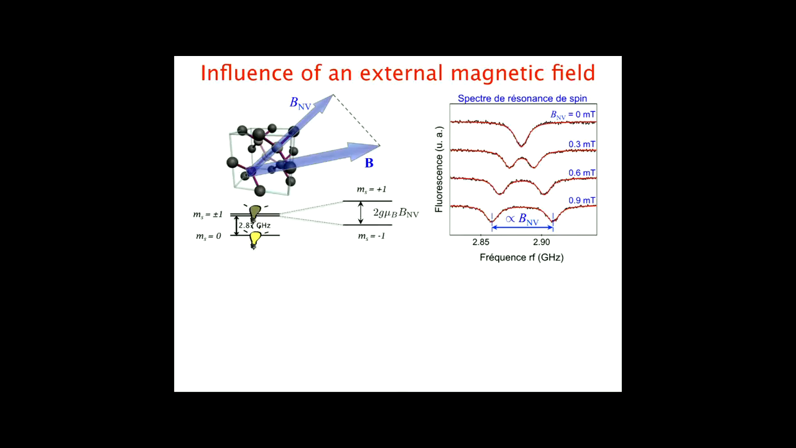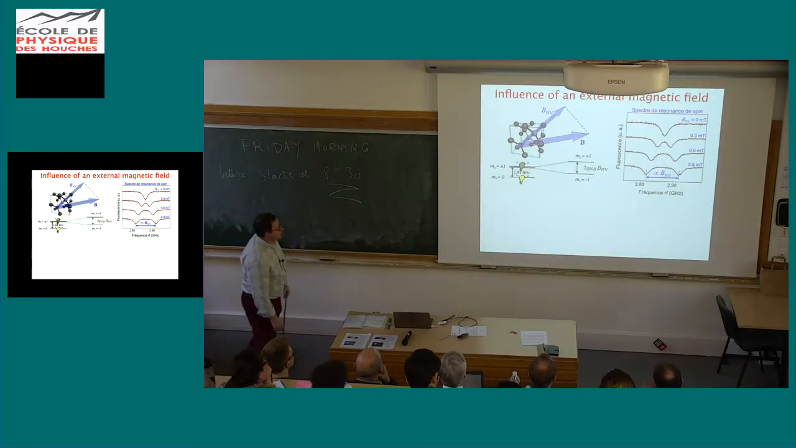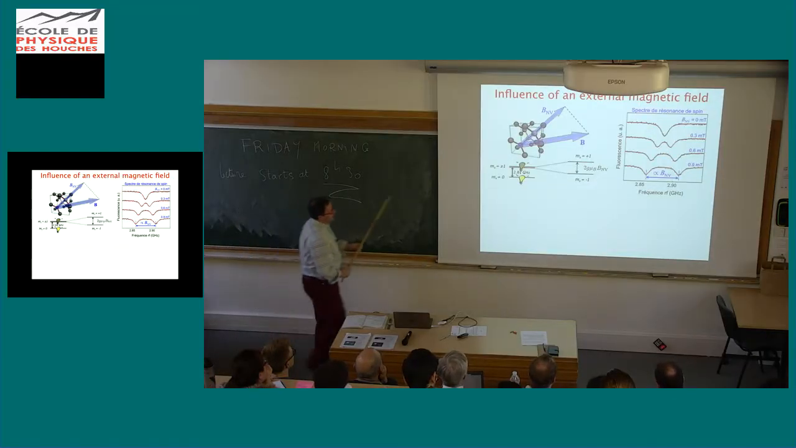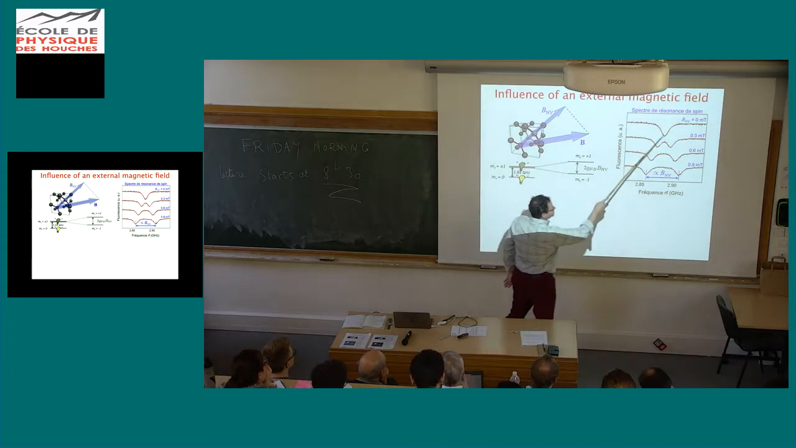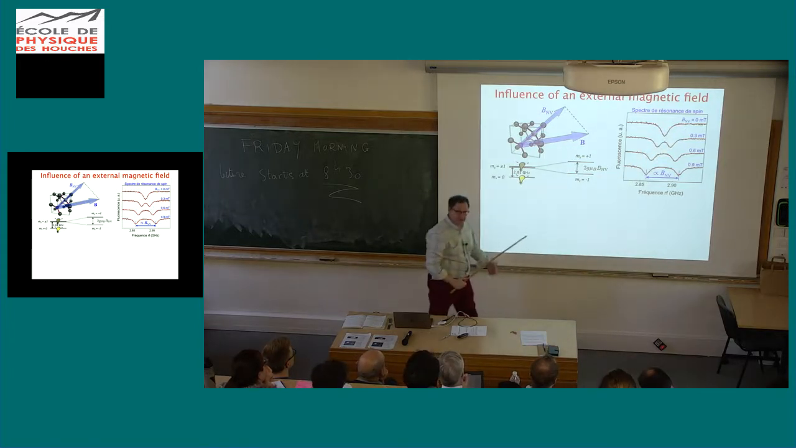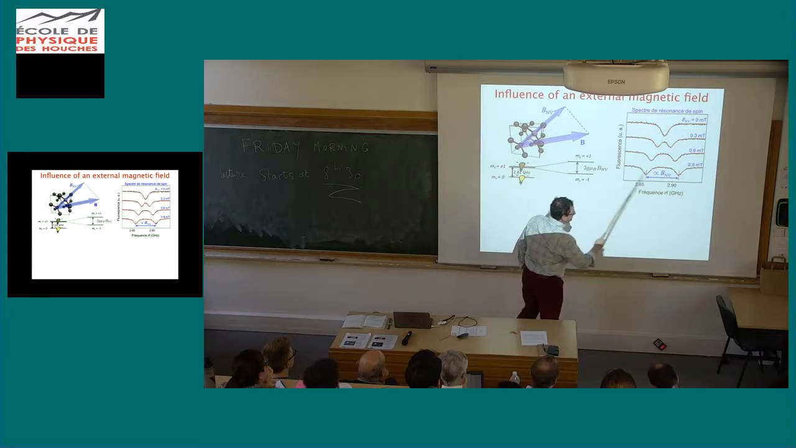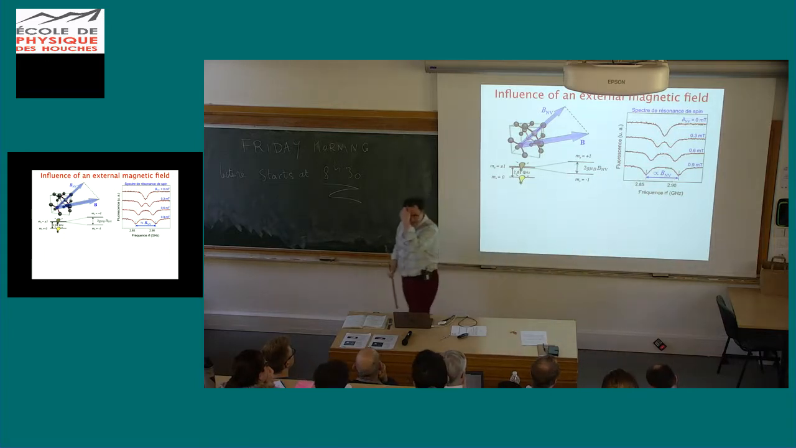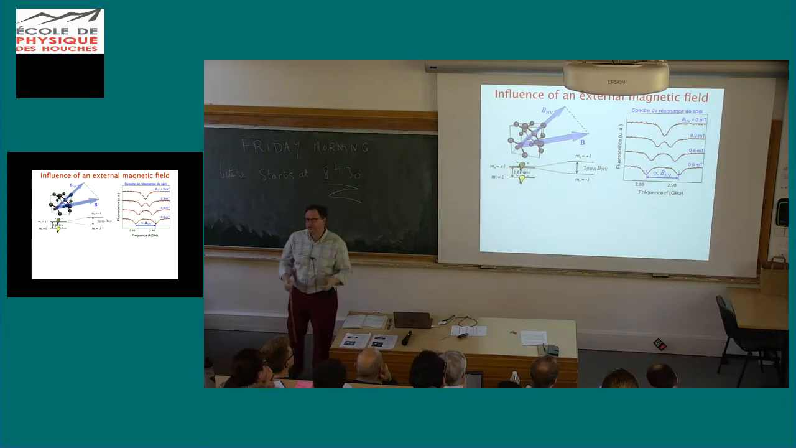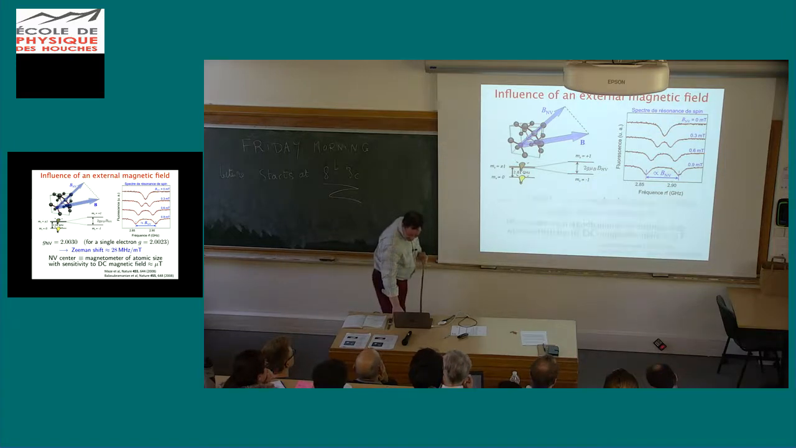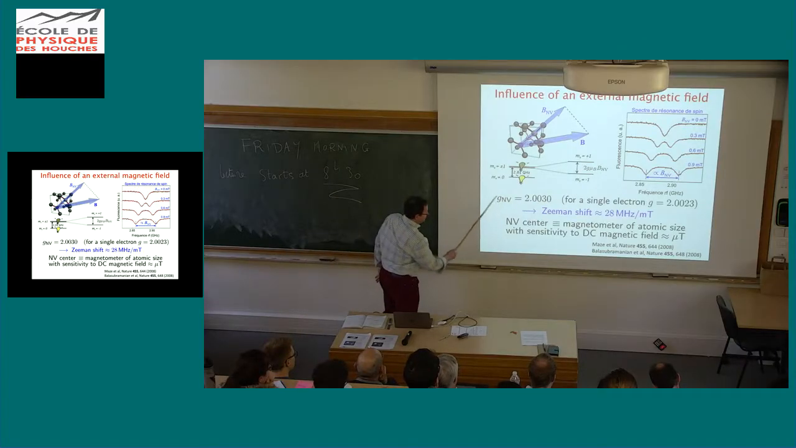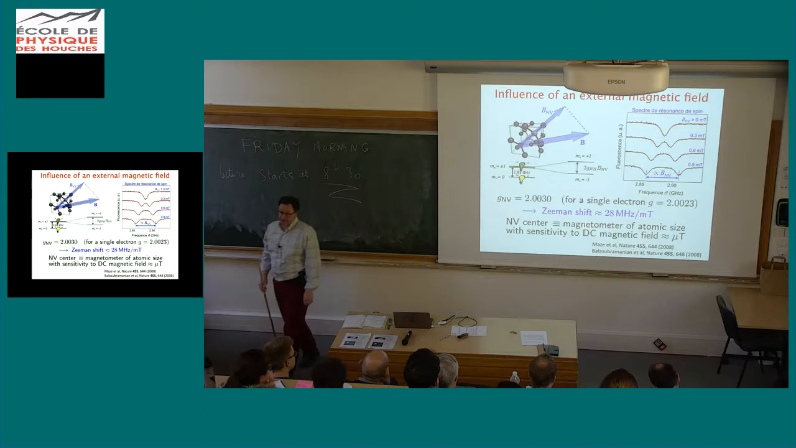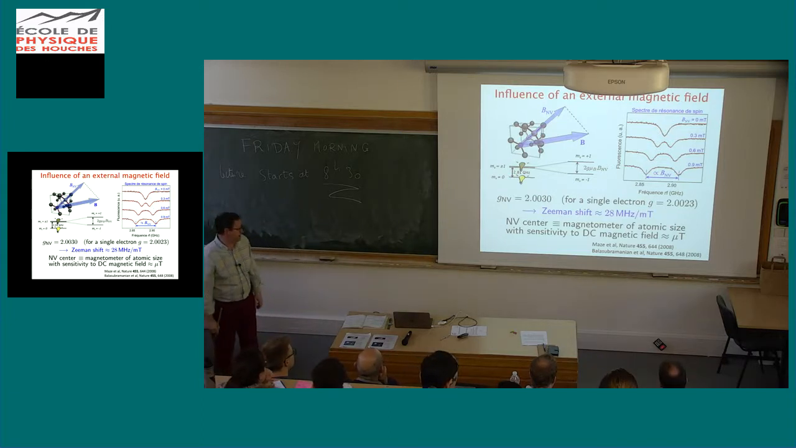Another very important feature of the NV is that if we now apply an external magnetic field, the external magnetic field will split the MS equal -1 and MS equal +1. So instead of measuring one resonance, we now have two resonance peaks with a frequency difference, which is simply proportional to the amplitude of the magnetic field. And so, using the gyromagnetic factor of the NV, we can measure the magnetic field.